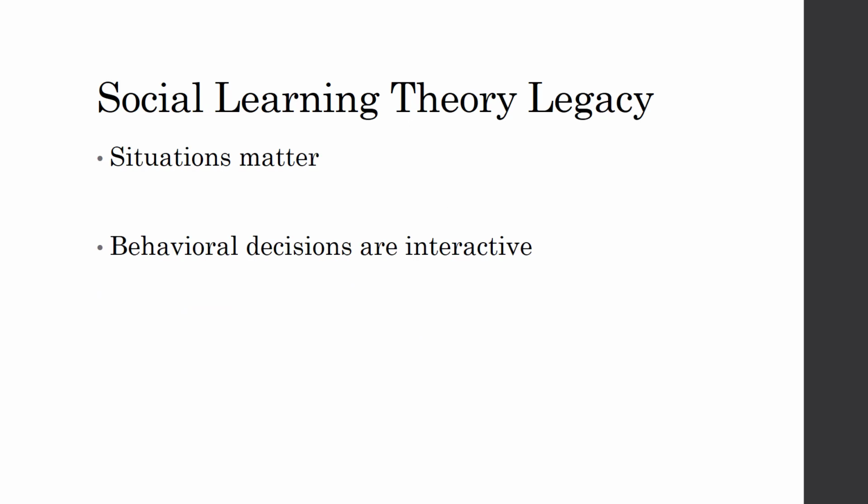So overall, social learning theories contributed the understanding that situations matter to understanding how we can predict the variations in people's behavior. And by considering both the person and the environment, we get a much better picture of why people do the things that they do. In addition, they add that behavioral decisions are interactive, right? It's not just a result of internal mental processes.